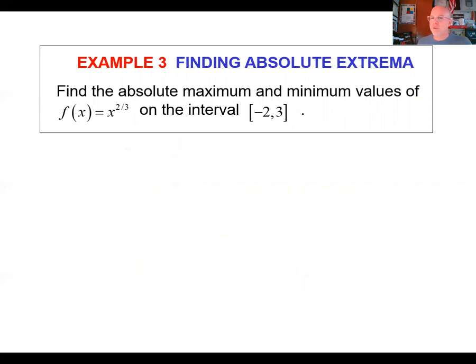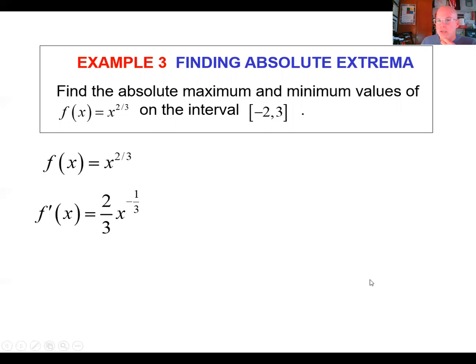So the function I want to explore is f of x equals x to the 2/3, and I'm going to close it on a closed interval from -2 to 3. All right, so what do I do to start finding my possible maxes and mins? Well, you find the critical points. These are the places where the derivative equals 0 or is undefined, so I guess what we've got to do is take the derivative.